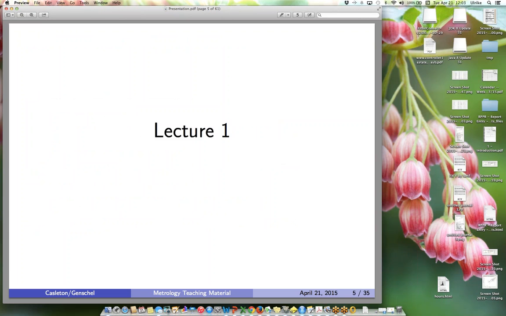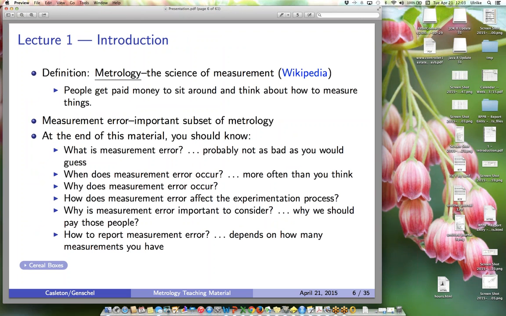So a small snippet of material from lecture one. We start out with the definition of metrology as the science of measurement and talk about how metrology is actually a profession. And I think that knowing that metrology is a science and a profession justifies its importance.